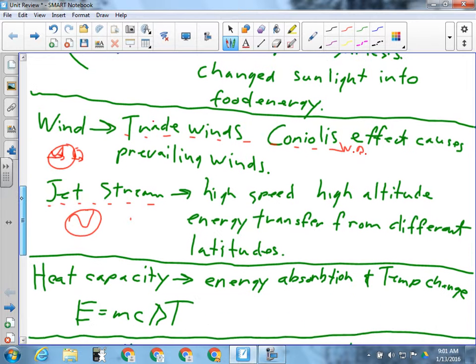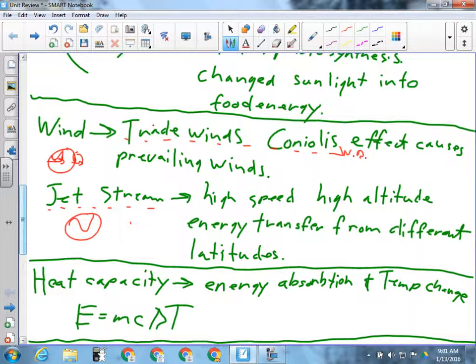Okay, and then we went to heat capacity, energy absorption and temperature change using the formula E equals mc delta T, right? There'll be a problem in the written response that asks you an E equals mc delta T question, and obviously we also use it in the latent heat heating curve questions as well. Anywhere where the line is going up, we use that formula as well.